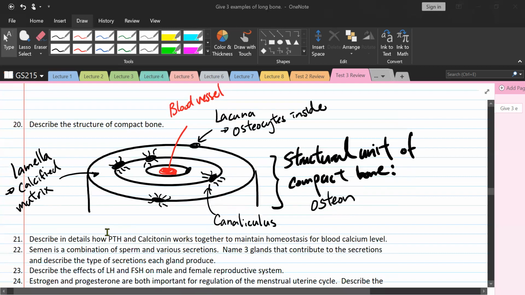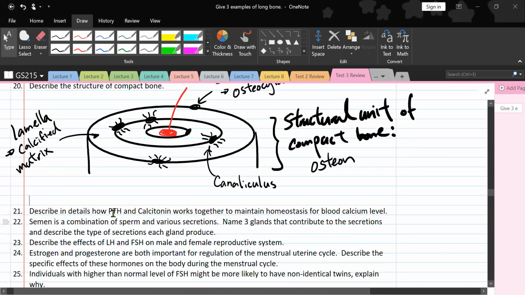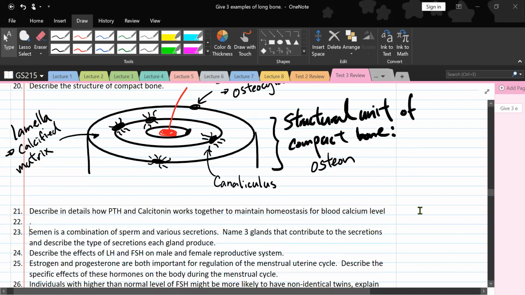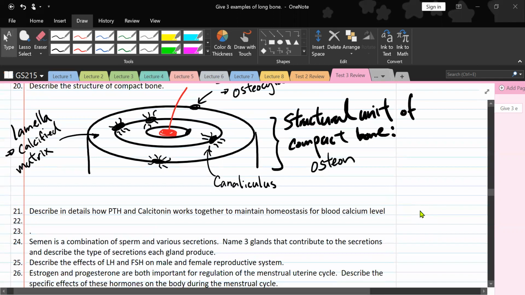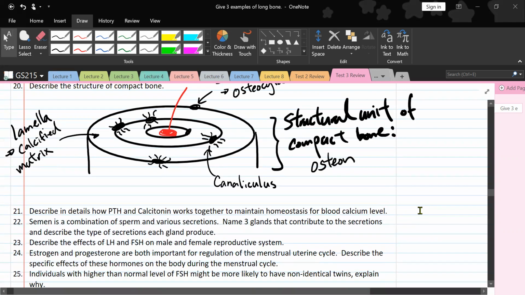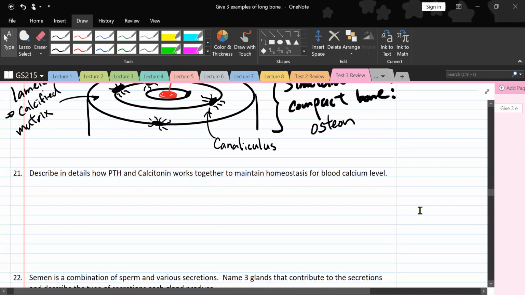Okay, so that's the compact bone. Describe in detail how PTH and calcitonin work together to maintain the homeostasis for blood calcium level. We did that a couple of times already, so we can quickly go through it again just one more time so you will be familiar with the process.